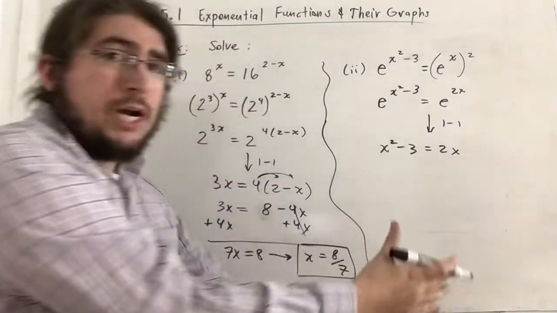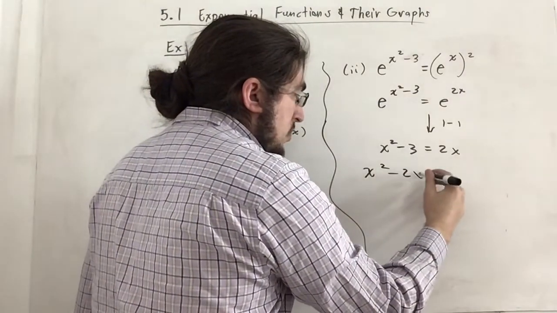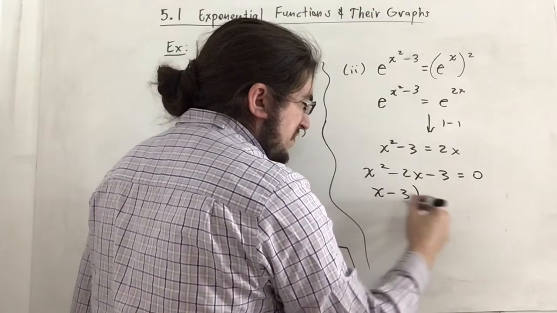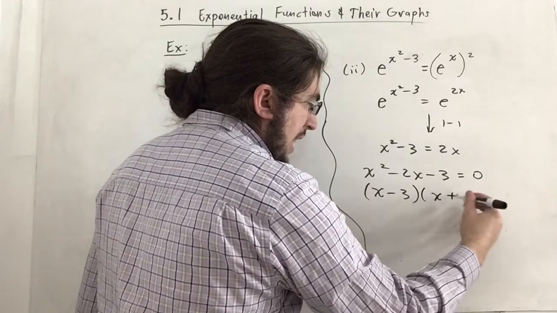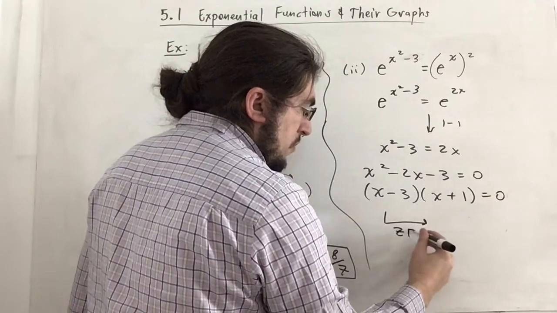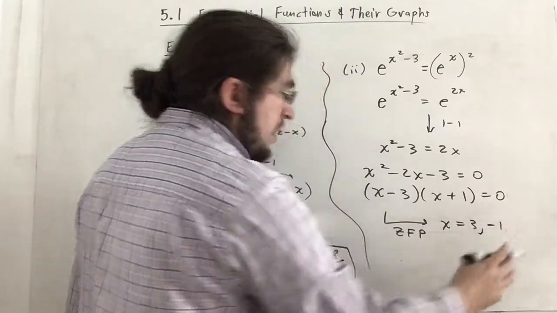Now this is a quadratic. Move everything to one side so the zero's on the other. And we'll get x squared minus 2x minus 3 is equal to 0. Factor the non-zero side. It factors as x minus 3 times x plus 1. Then we'll use the zero factor property. And we'll get x is either positive 3 or negative 1.